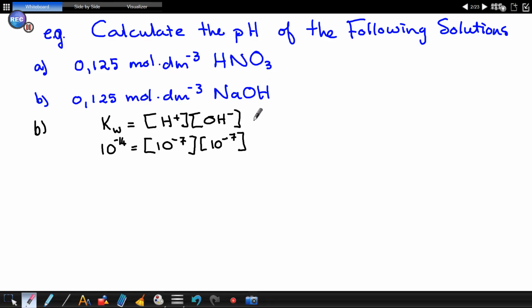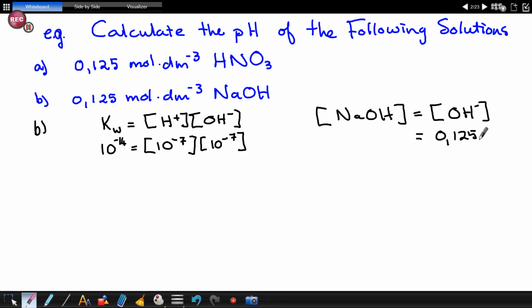But now, once you add the hydroxide to the water, the concentration of the hydroxide ions changes. What does it change to? If the concentration of the NaOH is 0.125, what is the concentration of the hydroxide ions? Yes, because it's got one hydroxide for every one sodium hydroxide. So that is 0.125 mole per cubic decimeter.